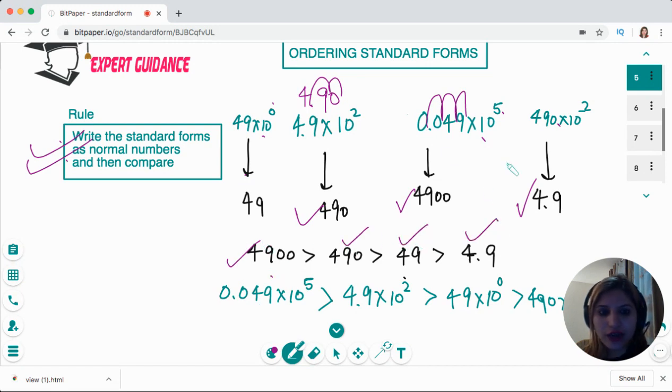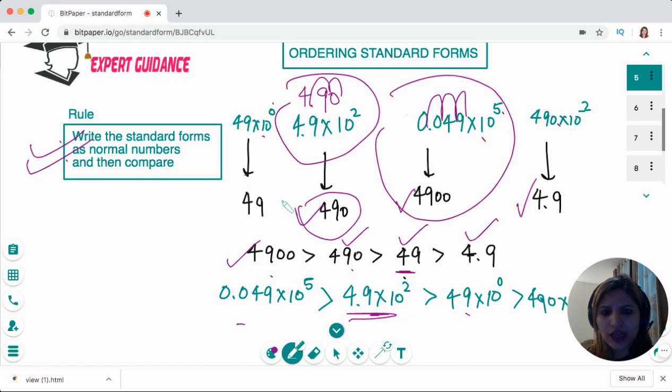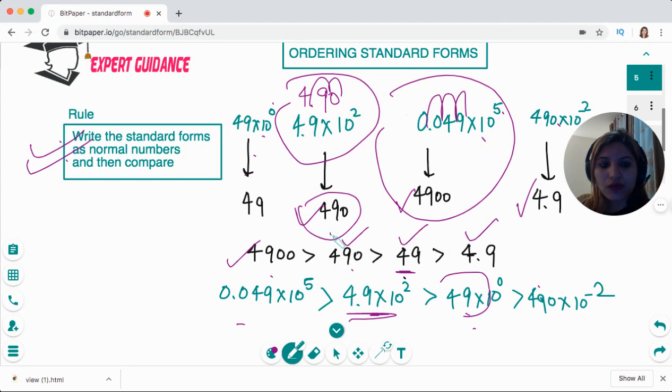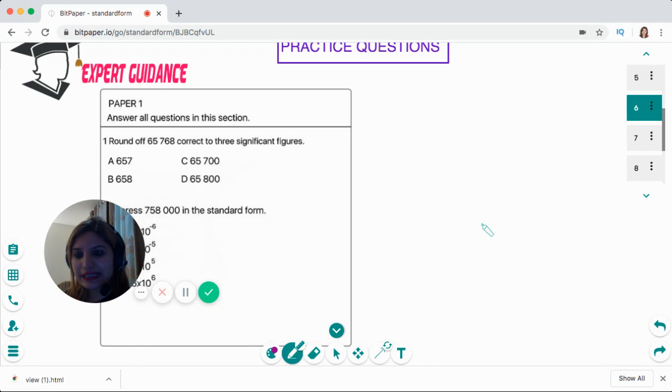Now 4900 is 0.049 times 10 power 5. 490 is 4.9 times 10 power 2. Then 49 is 49 times 10 power 0. And the last number is 4.9, which is 490 times 10 power minus 2. Okay, so I hope this ordering of standard form is clear to you.